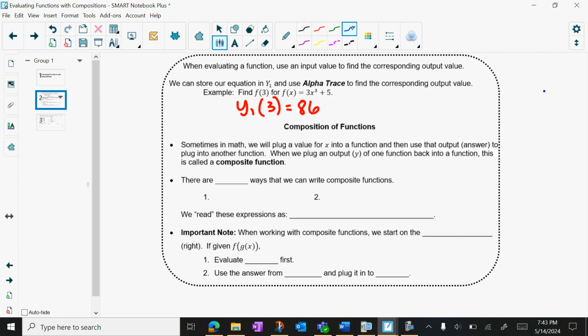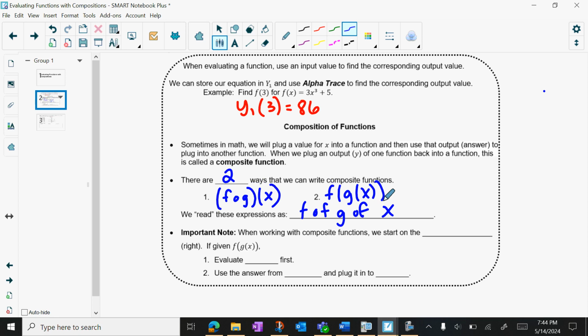Next, we're going to look at composition of functions. Sometimes in math, we plug a value for x into a function and then use the output answer to plug into another function. When we plug an output y of one function back into a function, this is called a composite function. There are two ways that we can write the composite function. The first way is this. The second way is this way. This is how we read these expressions. F of g of x.